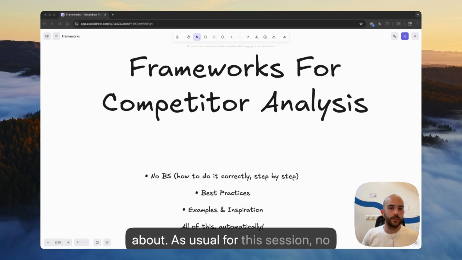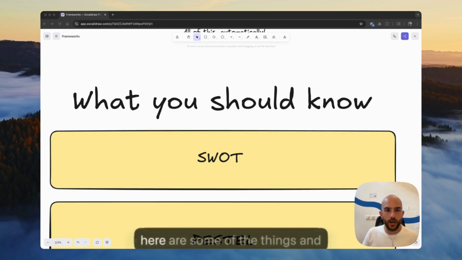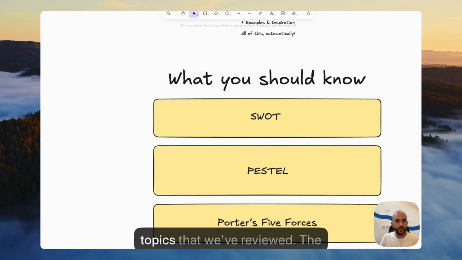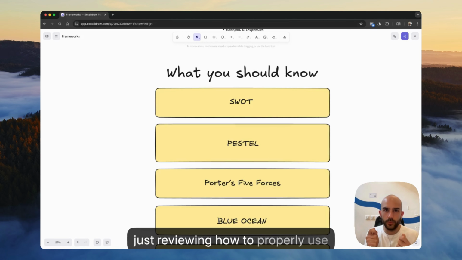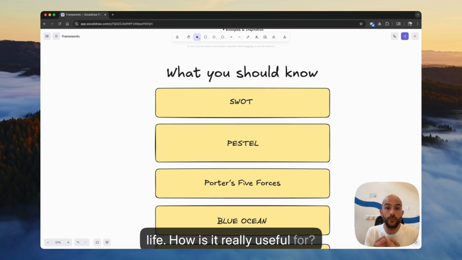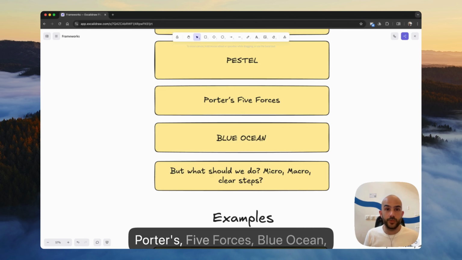As usual for this session, no BS. We're just real life examples. Here are some of the things and topics that we've reviewed. The SWOT matrix. We spent 5 minutes just reviewing how to properly use the SWOT matrix and how you should think about it as well in real life. What is it really useful for? Also Porter's 5 forces, blue ocean, how to use these models.